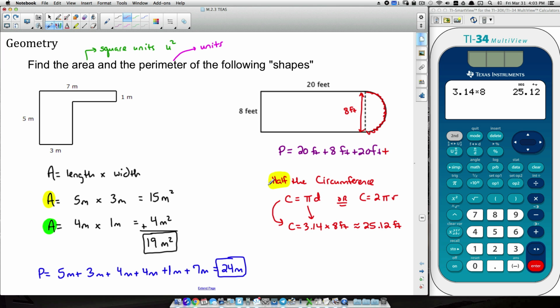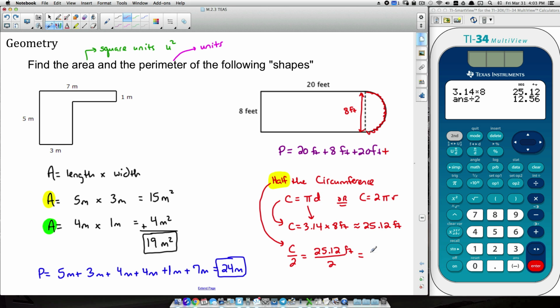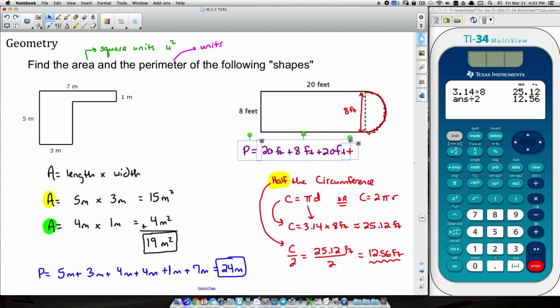So we're going to take this circumference and divide by 2. Therefore, we're taking that 25.12 feet and cutting it in half, dividing it by 2. So we get 12.56 feet. So this piece here is the missing piece that we need to add into our problem. So I'm going to tag that on.